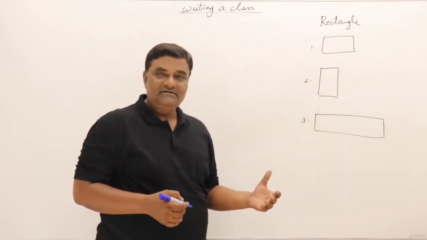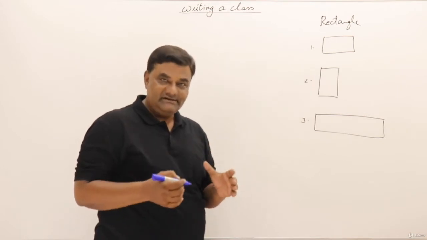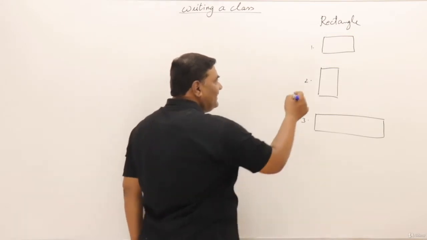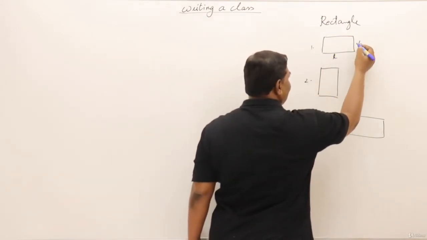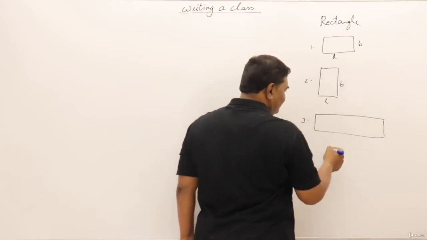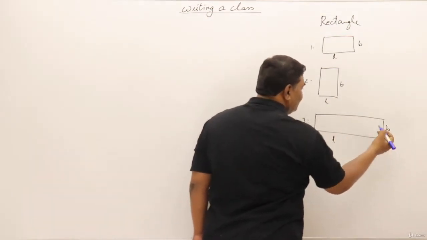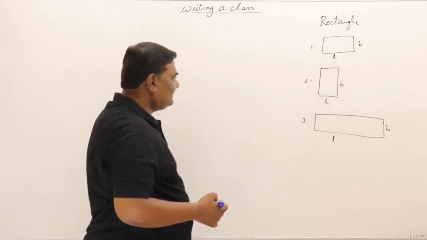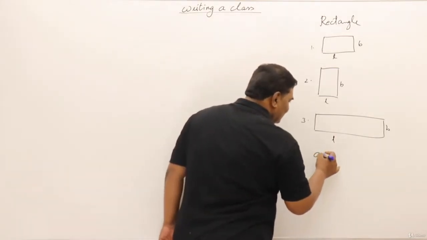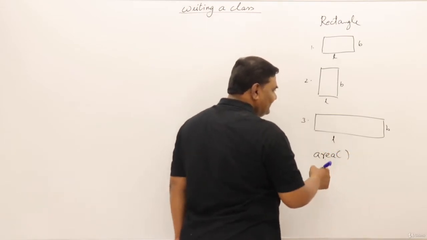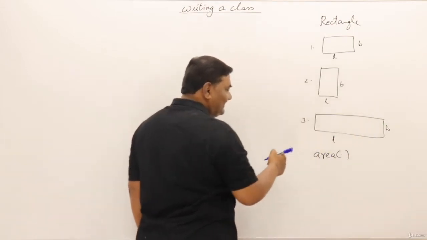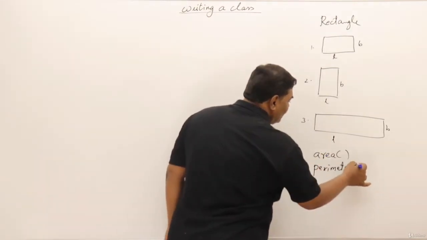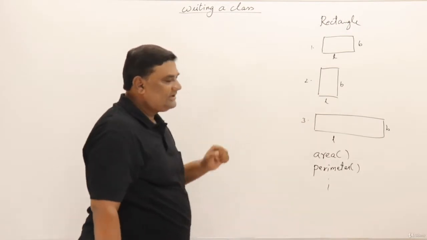So can we define a class rectangle in C++? Yes. So what are the properties or attributes of a rectangle? Every rectangle will have its length and breadth. This is length and breadth. And what are the operations that you can perform on this rectangle? So we can calculate area. Length and breadth is not a calculation, area is a calculation. So we say it's a function. We can find its perimeter and so on. So these are the important operations.